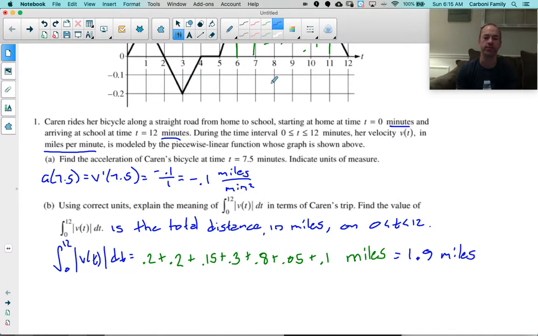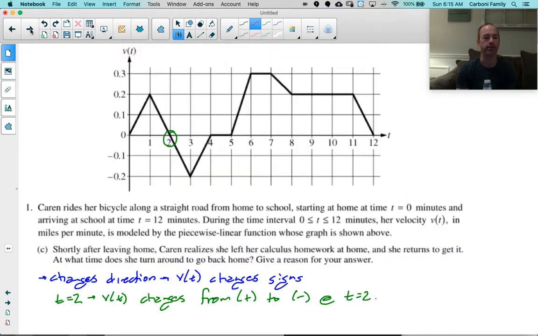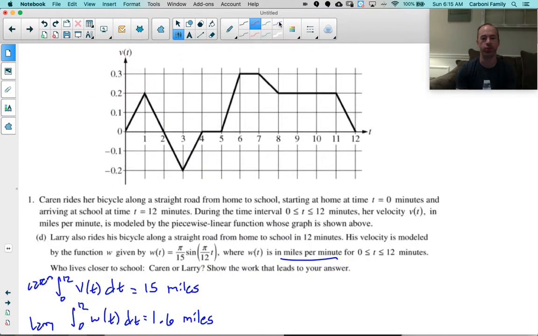So her distance from home to school, you would actually need to consider the area from 5 to 12 because that's when she restarted the journey. And 5 to 12 started right here. So I'm going to subtract that extra 0.2 plus 0.2, which would be a net change of 1.5. And since 1.5 is smaller than 1.6, that means that Karen lives closer.